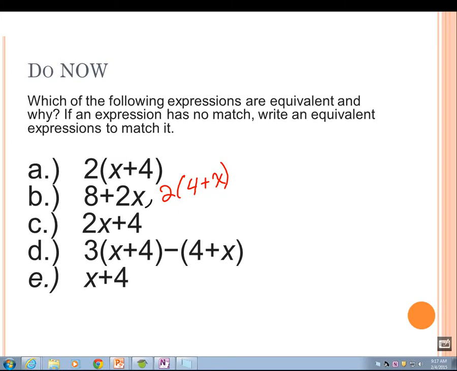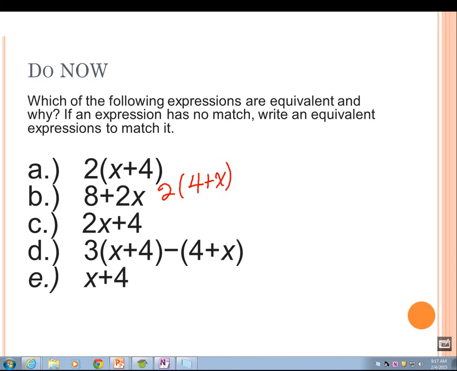How many people wrote that one? Other expression. Nobody? What did somebody have for B then? 2x plus 8. Yep, that does work because of the commutative property of addition. Good. Nobody else had anything there? If you have 10x, you can't do that because they are unlike terms. So I'm going to pull out the one for here. So it's going to be 4 plus x, pulled out the 2.